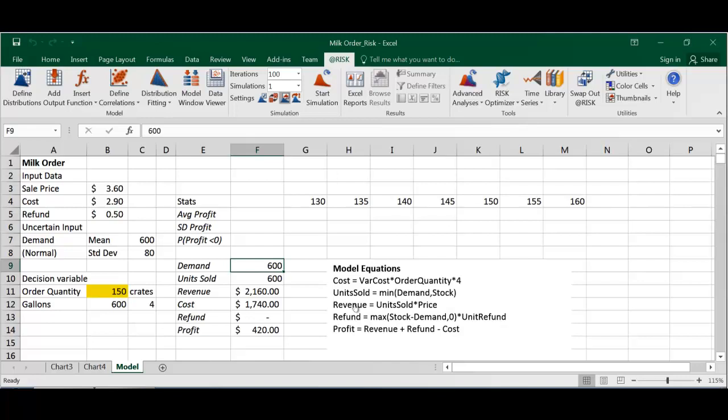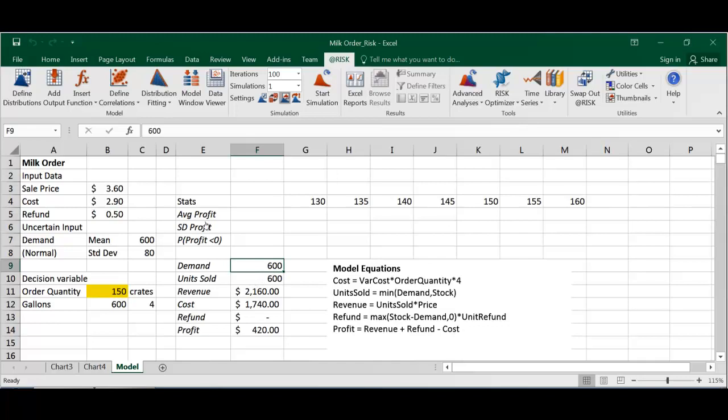The revenue is going to be based on the number of units sold, and then the refund will depend on whether or not I have any leftovers after the week. So if the stock is greater than demand, I'm going to have a positive quantity here, and that is going to be multiplied by the unit revenue. And then the profit is just the sum of the revenue and the refund minus the cost.